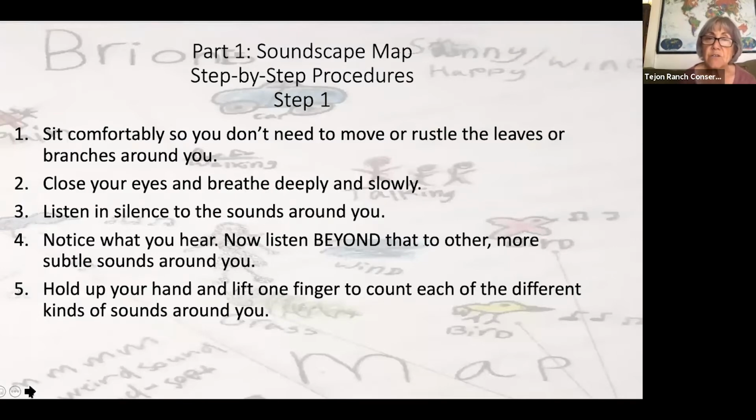So here's how you start that soundscape. Find a place to sit where you're comfortable so you don't move and rustle around. You want to hear the sounds of nature. You don't want to hear the sounds you're making. Close your eyes, breathe deeply in and out to relax yourself and to put you into a state of mind where you can actually listen. You want to listen in silence. Don't make any noise. And you're going to discover there's a lot of noise going on around you.